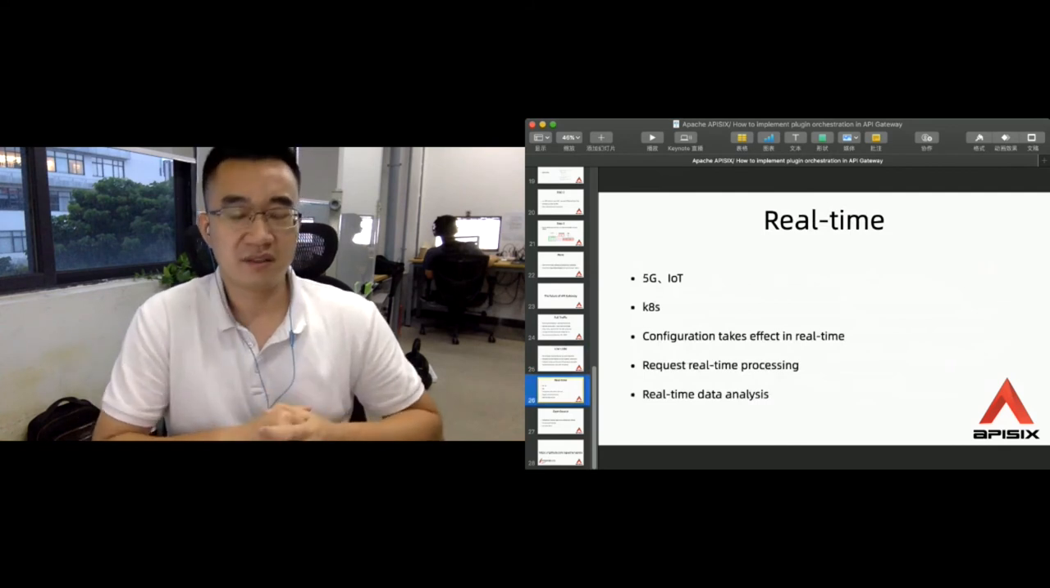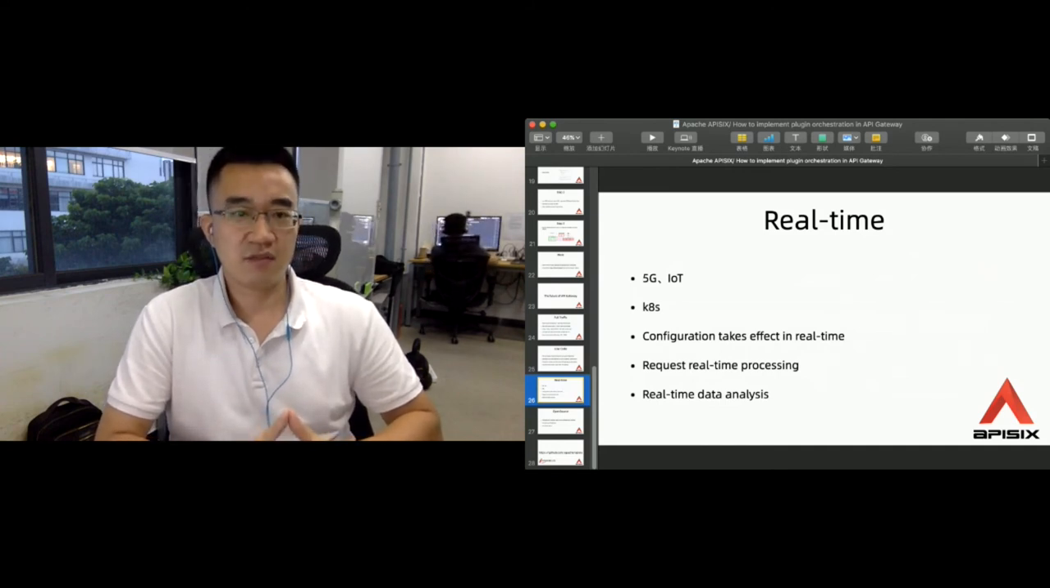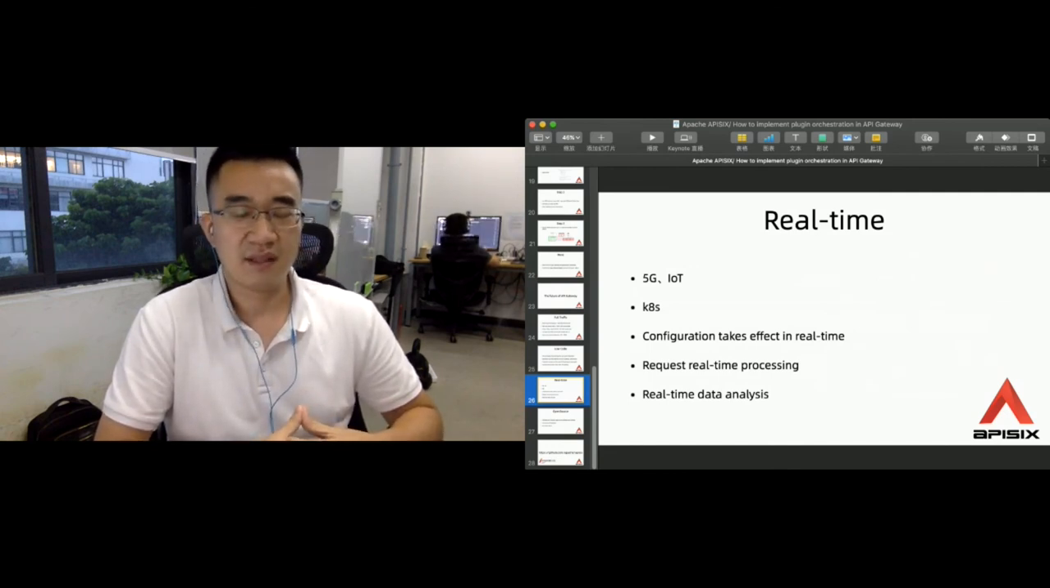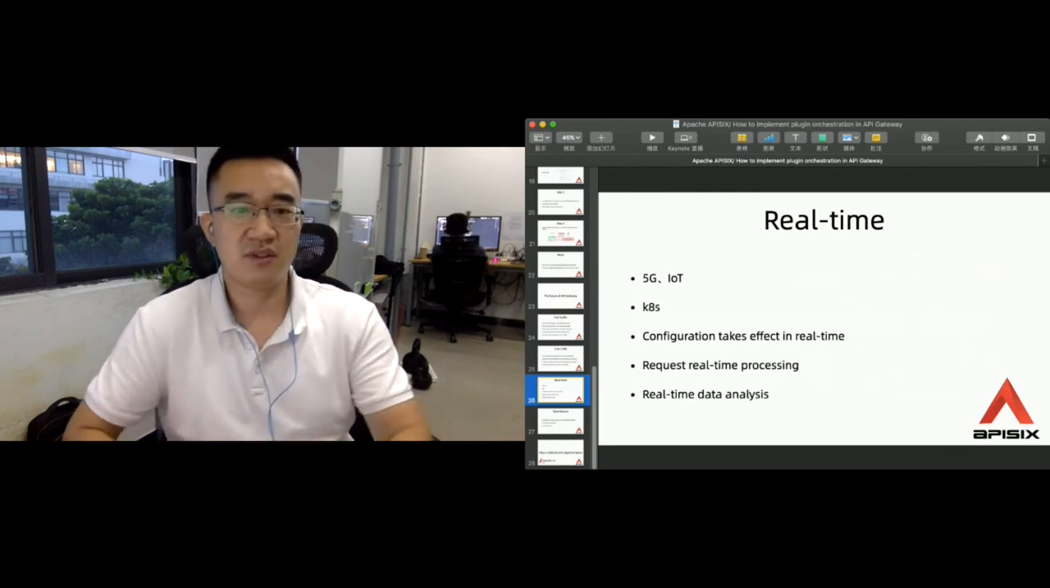And the third point is real time. With the popularity of 5G and IoT, and the landing of Kubernetes in the enterprise, there are very high requirements for the real time effect of configurations, the processing of requests, and real time data analysis. For the gateway, if you cannot be real time, with very high performance and very low latency, then this project will be done in the next 3 or 5 years.